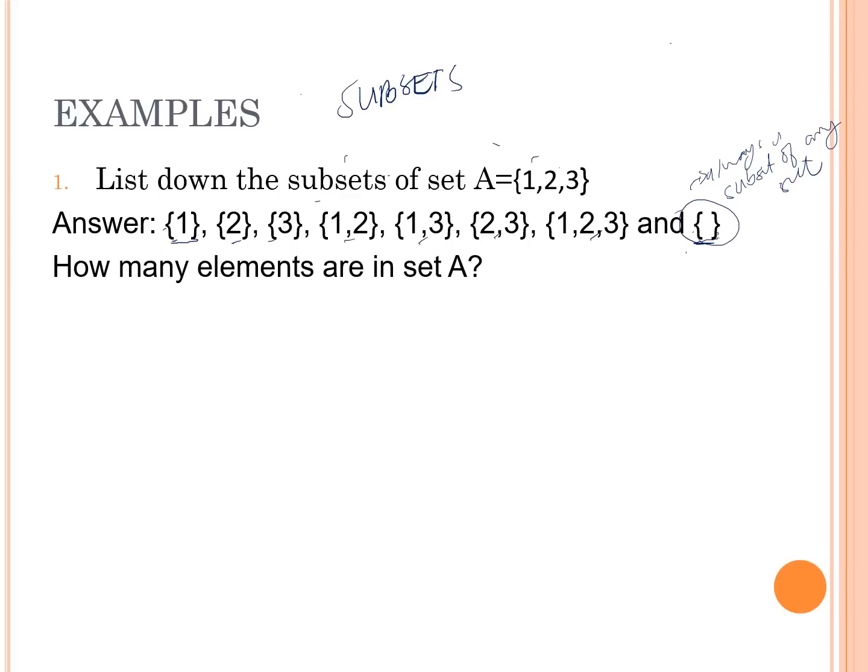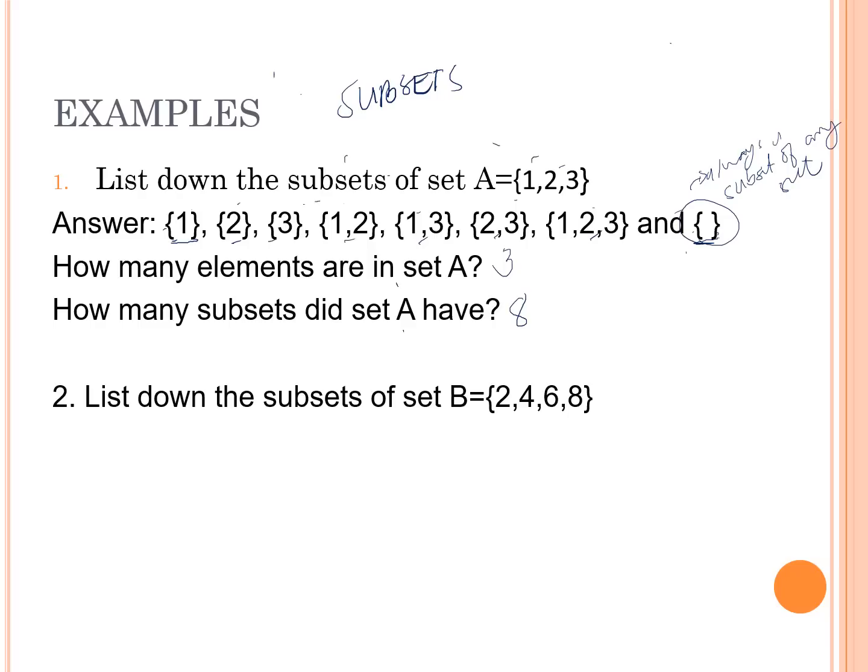So we have 1, 2, and 3. There are 3 elements. Now how many subsets does it have? Let us count. 1, 2, 3, 4, 5, 6, 7, 8. We are asking this because there is actually a formula that we can use to determine how many subsets a certain set has based on the number of its elements.